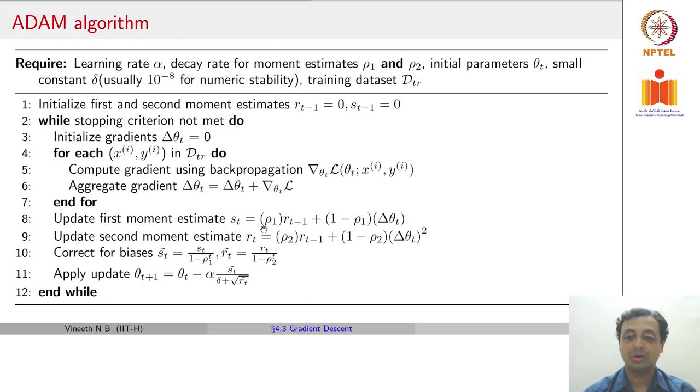This is your Adam algorithm. It's simply a summary of what we just said. These are the two steps. You update a first moment estimate, which is the gradient, and a second moment estimate, which is the squared gradient. You maintain a running sum of both, correct for biases and do your update. The key thing in the update is you do not have the gradient here because the gradient is subsumed into ST.